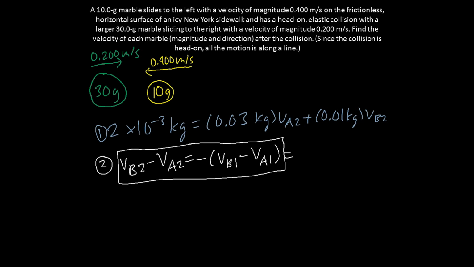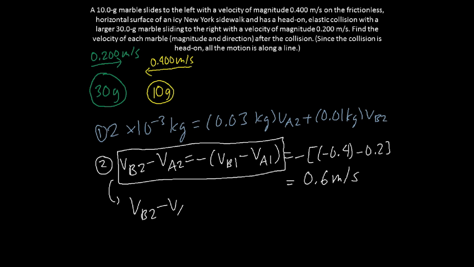Now let's substitute the values. So this is negative 0.4 minus 0.2. This will give us positive 0.6 meters per second. Now our second equation will be VB2 minus VA2 equals 0.6 meters per second. Now I'm going to use a calculator to solve for this problem.